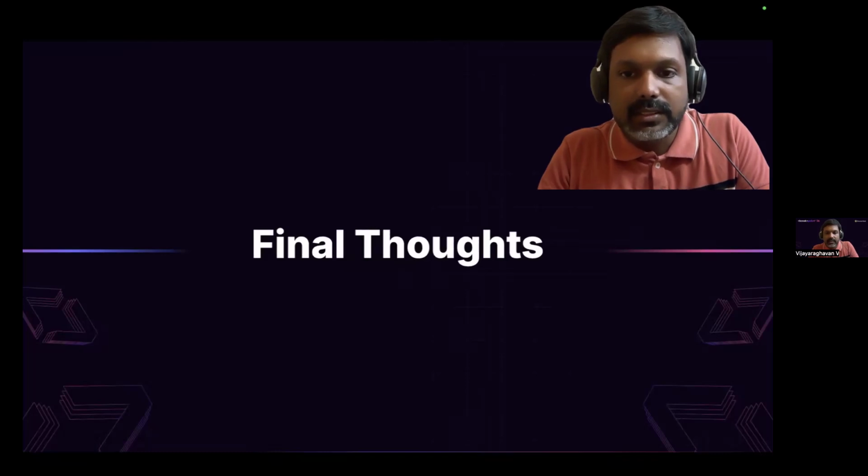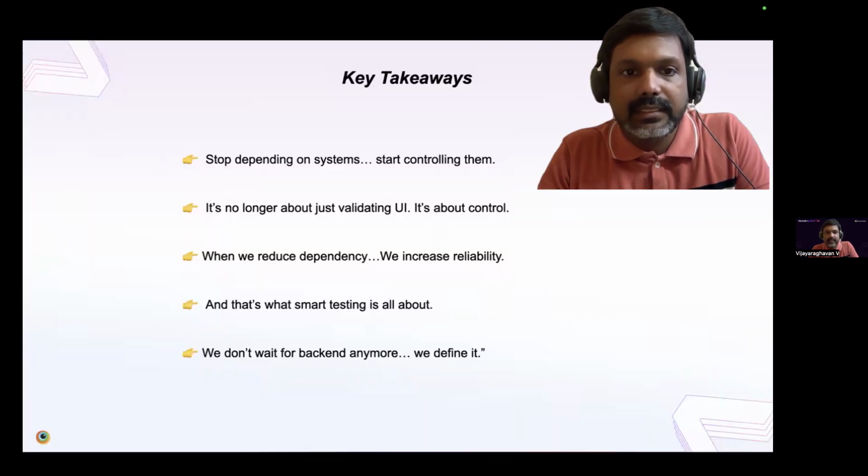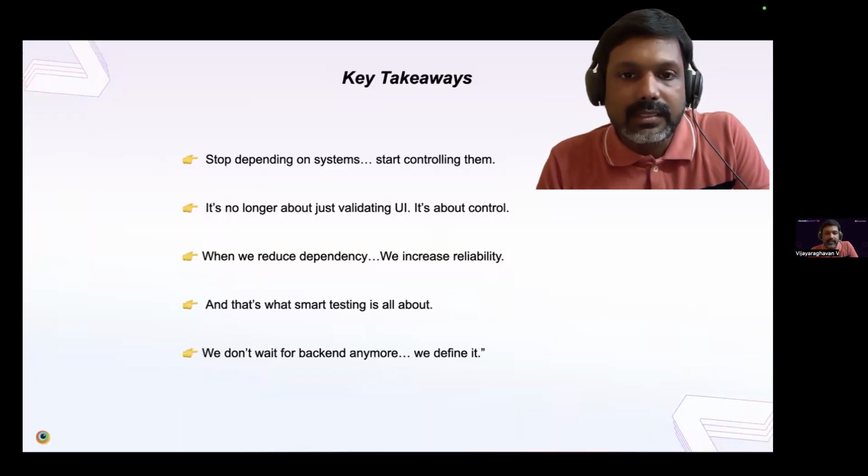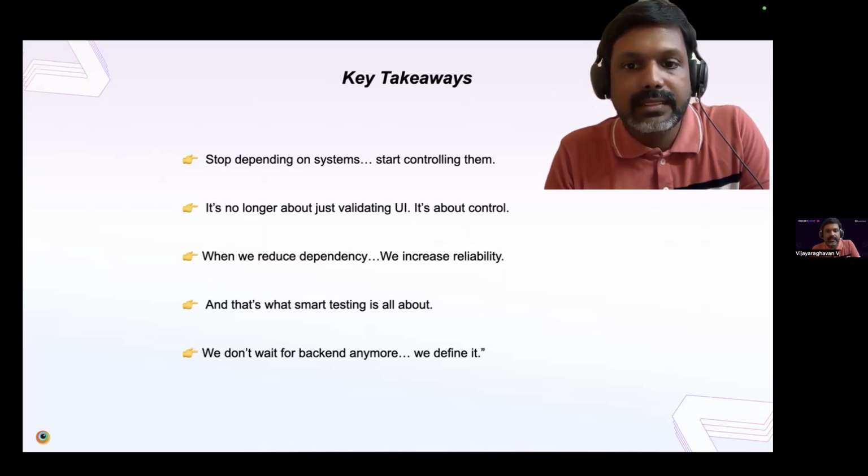these are the final thoughts and key takeaways. Stop depending on the system, especially the backend system, and start controlling it. It's no longer just about validating the UI. It's about taking control. When we reduce the dependency, we increase the reliability, and that's what smart testing is all about. We don't wait for the backend anymore. We define it.